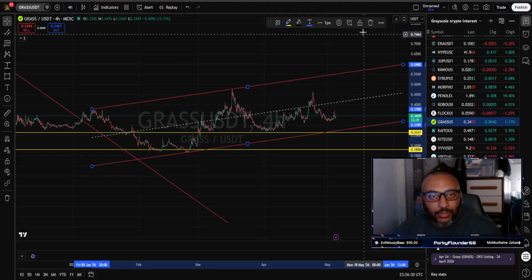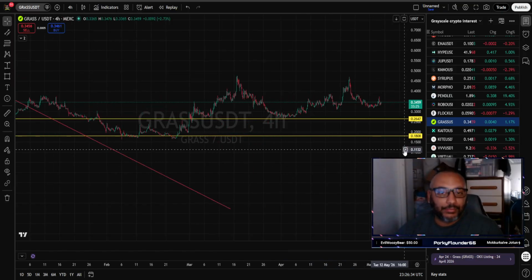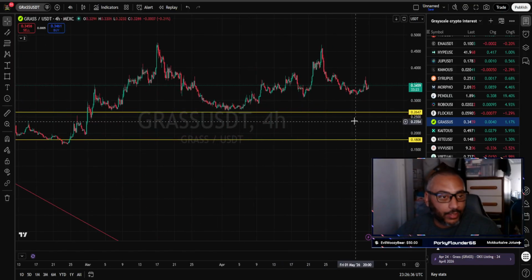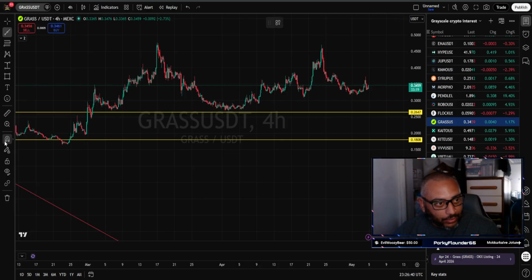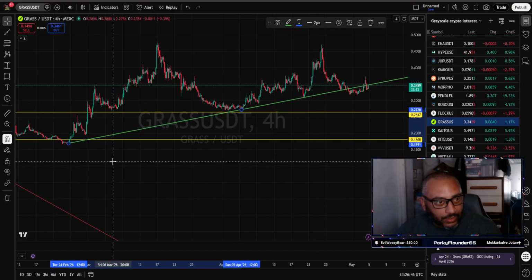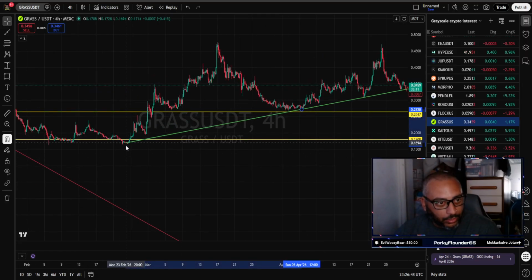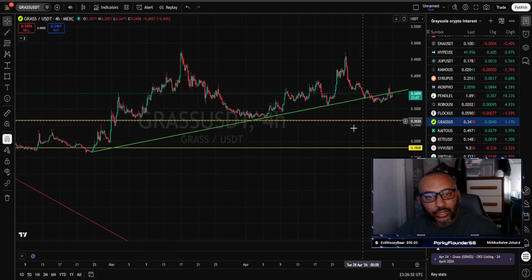Now, where I'm going to point out, this is probably the greatest point in time to jump into GRAS for a long, is the fact that you had a low and a higher low. So here was your low, whoops, and there's your higher low. There you go. A low, a higher low, and you can just see this with naked eye. Low, higher low. You're in an uptrend.